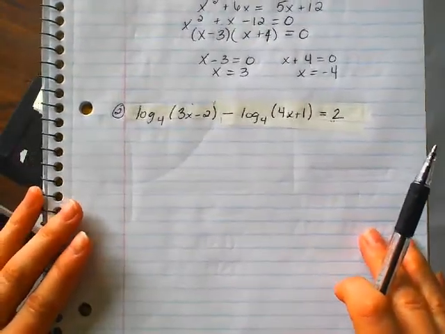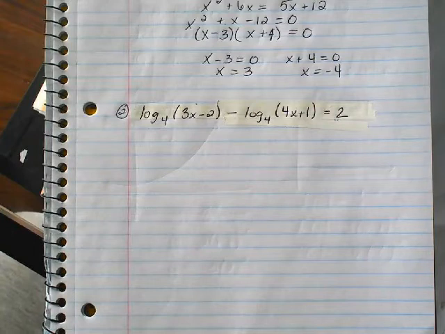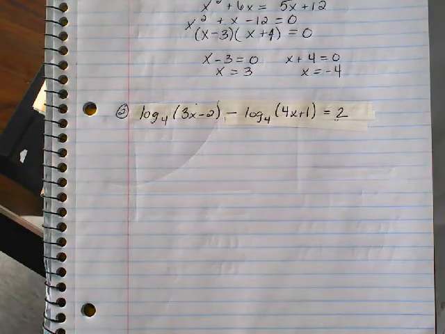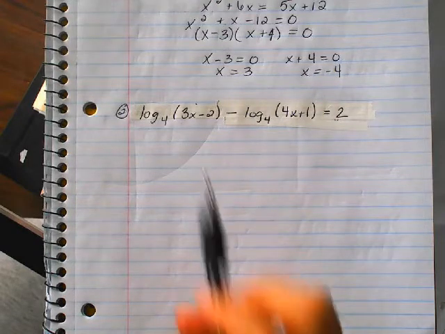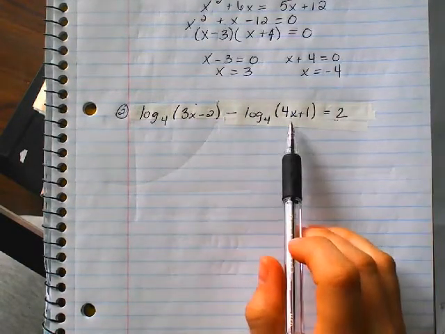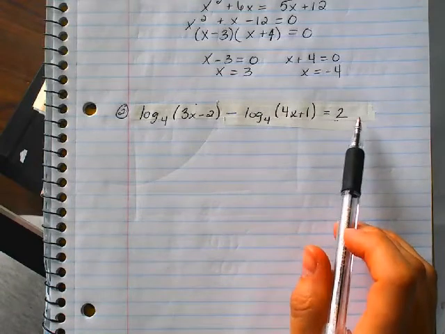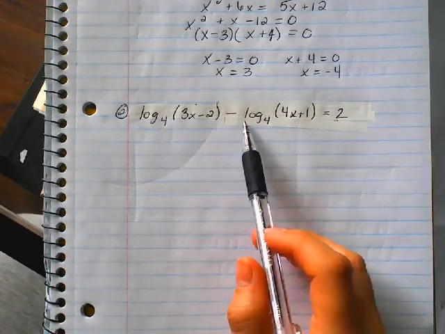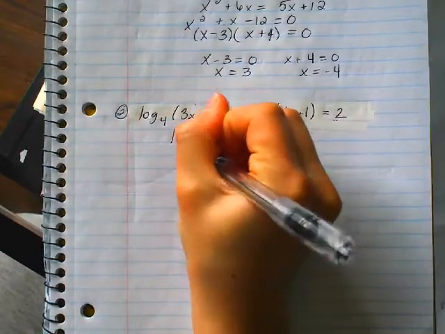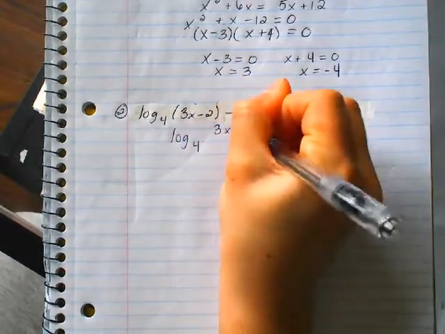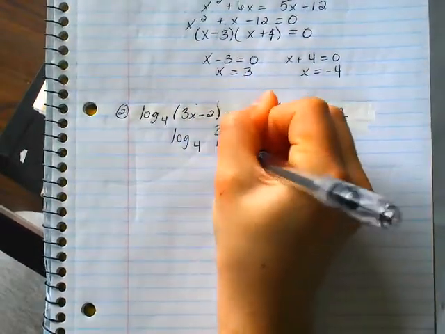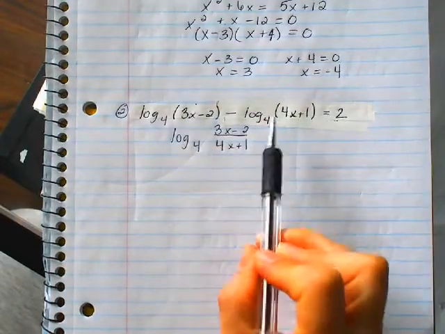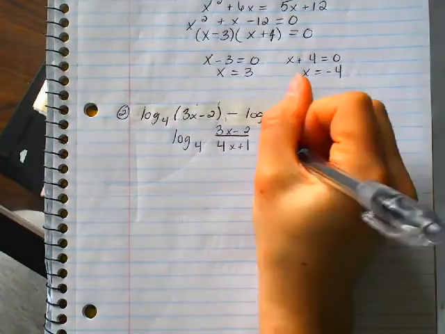Next one, log base 4 of 3x minus 2 minus log base 4 of 4x plus 1 equals 2. This is the other type of problem that you're going to come across a lot, when you have logs only on one side and not a log on the other side of the equation. We see that the logs are being subtracted. They have the same base. So I'm going to start by condensing them by dividing their arguments. It's always going to be the first log over the second log.